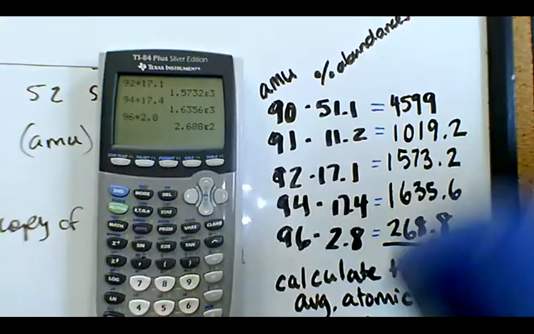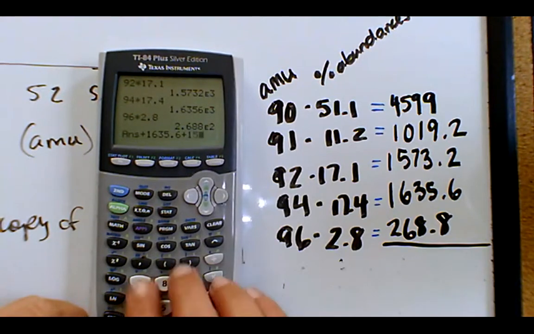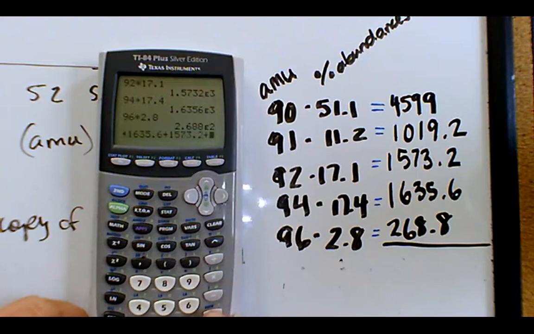Okay, let me get this out of my way. All I did was multiply my average atomic mass by my percent abundances. I'm now going to take the last number and add 1635.6. Personally, I would have done this all at the same time if I wasn't teaching, but I would be cautious to not make a mistake because I'm very prone to mistakes.